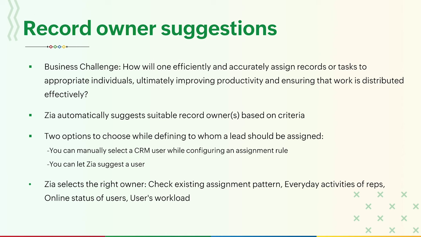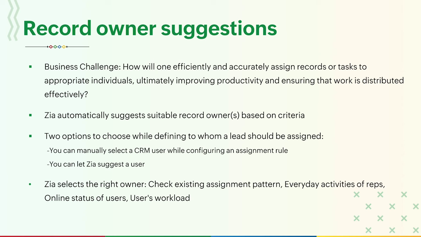Now, when a lead comes in, Zia leverages these rules and criteria to automatically suggest the most suitable record owner. If a lead is looking for a commercial property in a specific area and matches defined criteria, Zia will recommend assigning it to Agent Alex. This intelligent assignment not only ensures that leads are handled by agents with the right expertise, but also streamlines the lead assignment process, saving valuable time.